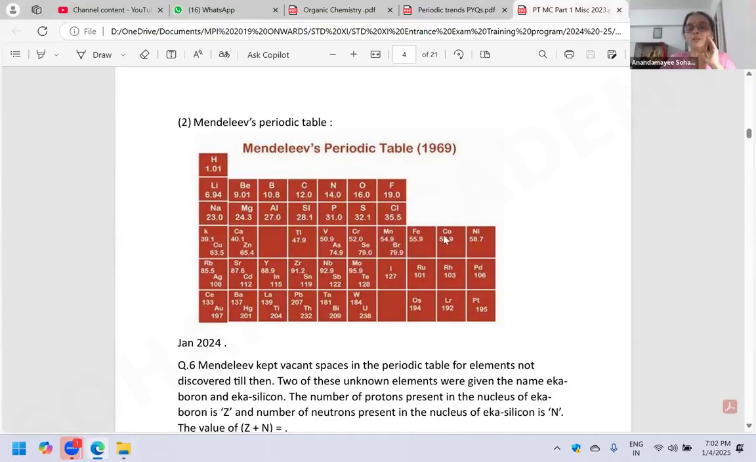Okay. So these are the two D block elements which belong to the fourth period. And when Mendeleev did his periodic table, there was nothing like D block. So there was no hard and fast group and period concept as we have it now.